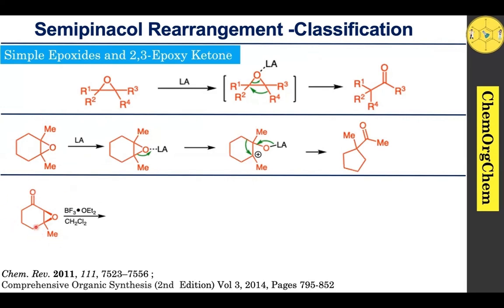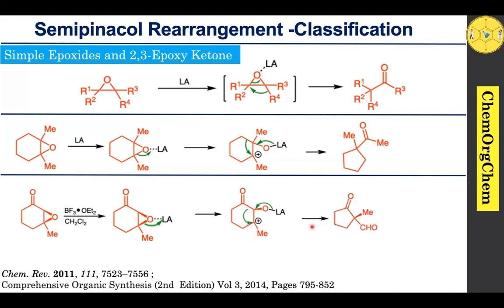Here you see this 2,3 epoxy ketone, when you treat it with BF3 etherate as a Lewis acid, readily coordinates with the epoxy oxygen. Then, here you see this electron moves towards here, resulting in the generation of a stable carbocation intermediate. After generating the stable carbocation intermediate, this acyl group is migrated towards this carbocation center, which results in generation of the corresponding carbonyl compound as a product.